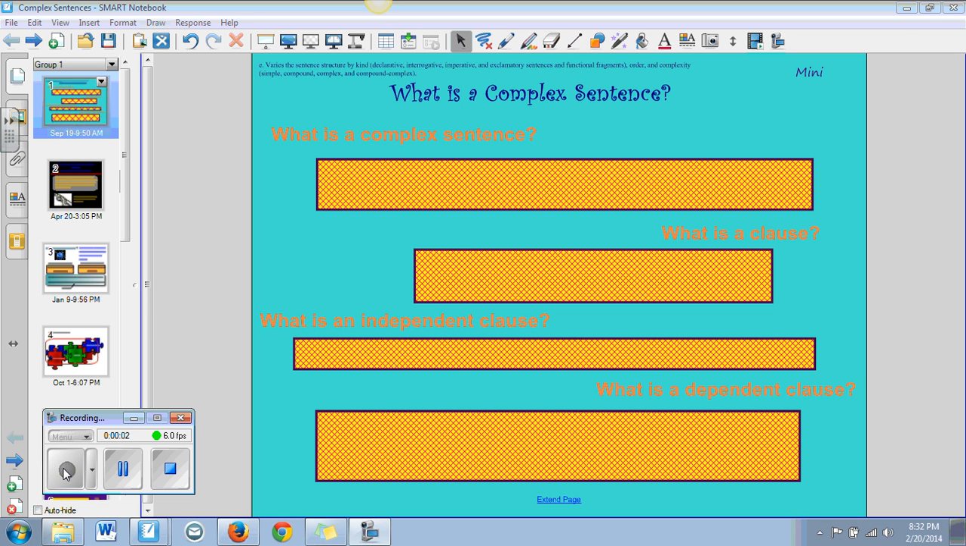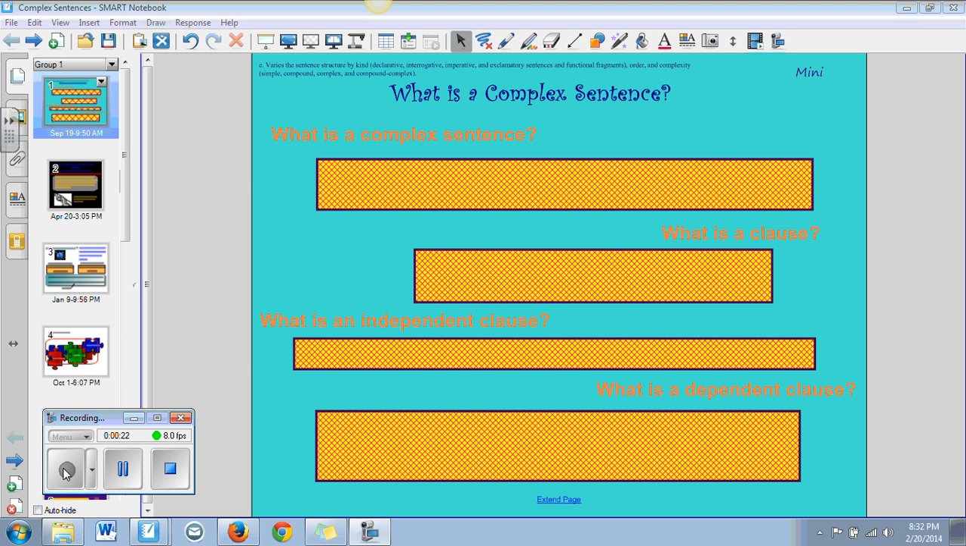This lesson is going to be on complex sentences. The reason that you're watching this lesson on complex sentences is that we just need a little bit more practice using these types of sentences in our writing. So what we're first going to do is review what a complex sentence is, and then we're going to do some practice with writing.